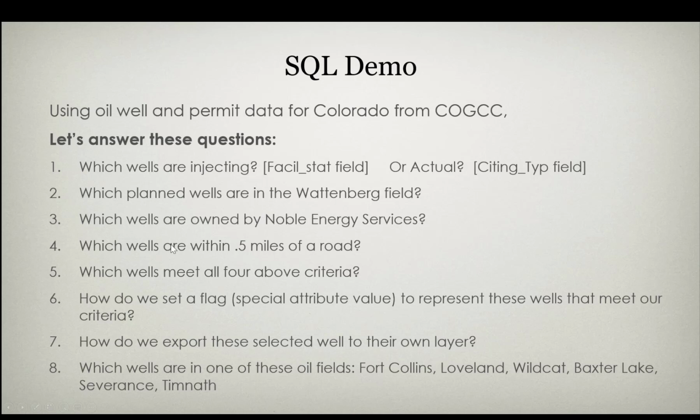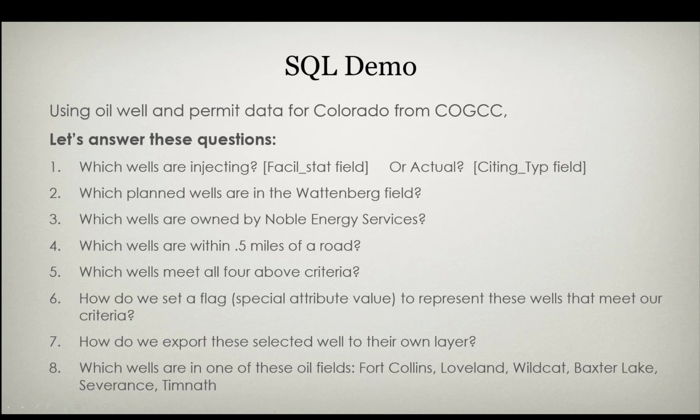Which wells are within 0.5 miles of a road? We just did that one. That was select by location. And again, if you want to find the wells that meet an individual criteria, you can just make a new selection on each one. If you want to find the wells that meet all 4 criteria combined, that's where you do the select subset from current selection. So you can do multiple criteria at a time and then keep whittling away at it.